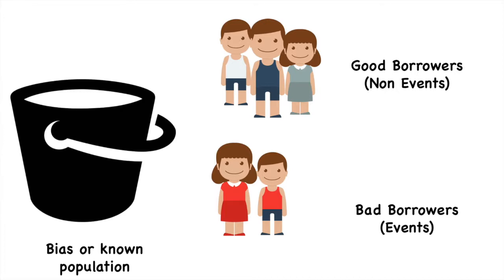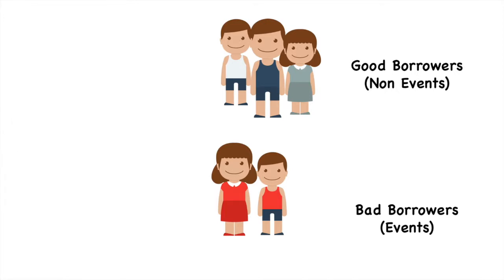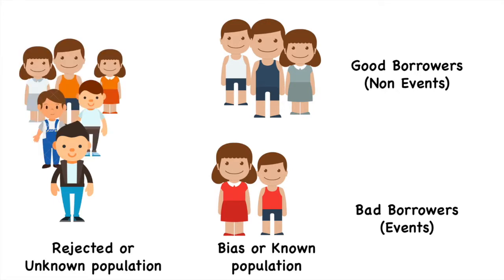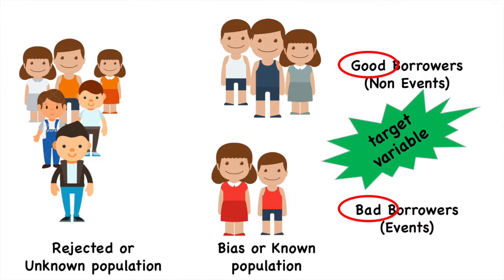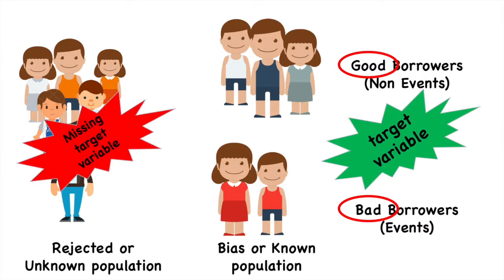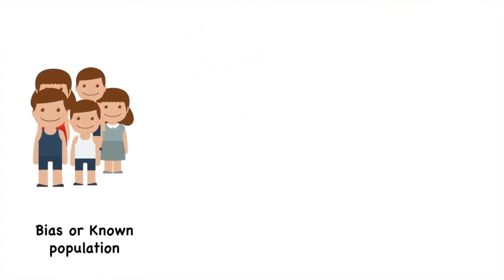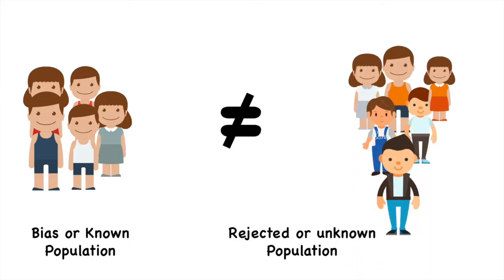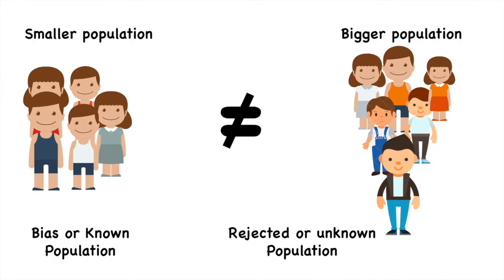This is classified based on certain criteria. Do you remember Victor? Victor didn't get the loan, becoming part of the rejected or unknown population. The good and bad labels shown will be the target variable in our model, whereas the rejected ones have no target variable. The known population is considered biased for two reasons. The first one is because they have different characteristics compared to the rejected or unknown population. The second one is because they are a smaller population compared to the rejected ones.